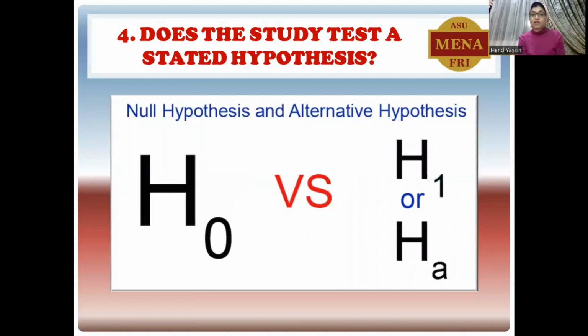The fourth question, does the study test a stated hypothesis? The stated hypothesis is the hypothesis which the researcher put at the beginning of the study, which most probably says that there is a null hypothesis, which states there is no association between the exposure and the disease, for example, and the alternative hypothesis that there is a significant association between the exposure and disease, which is H1 or HA.